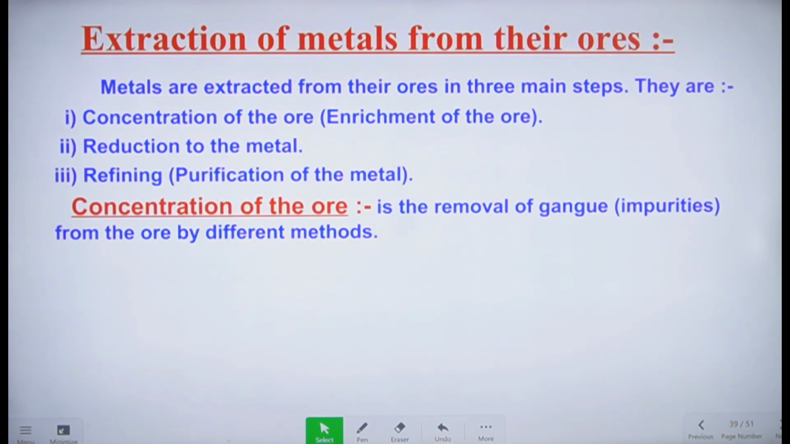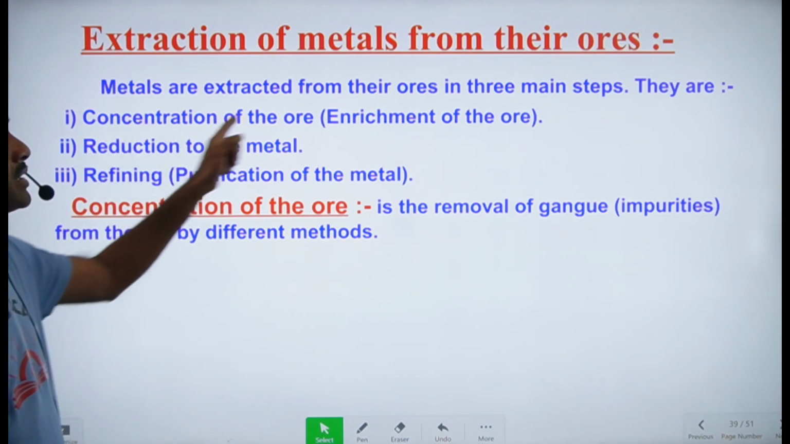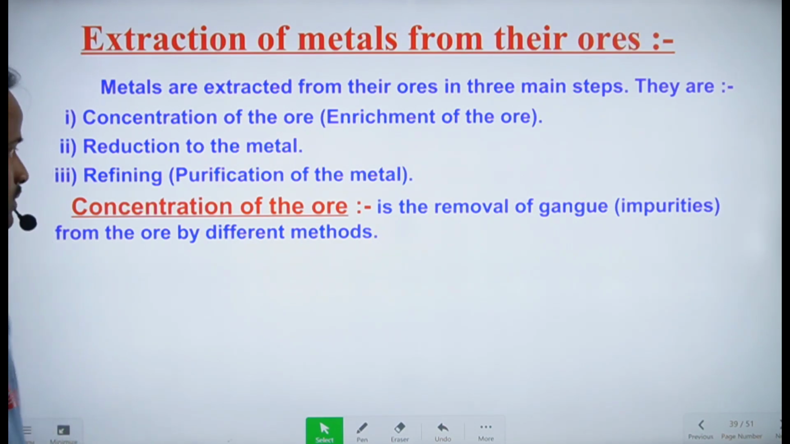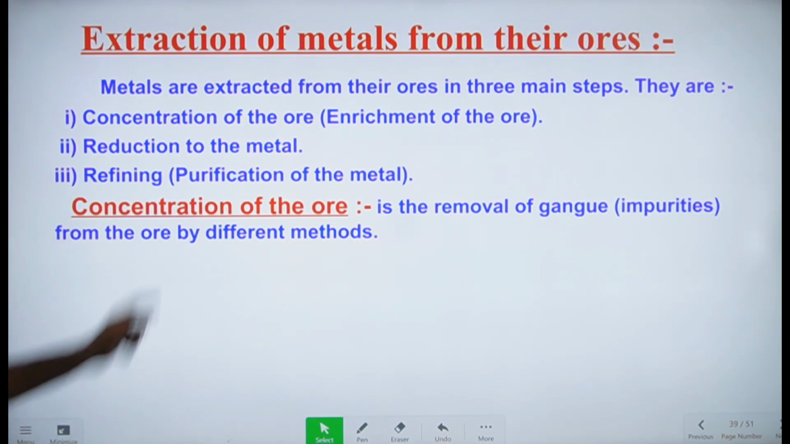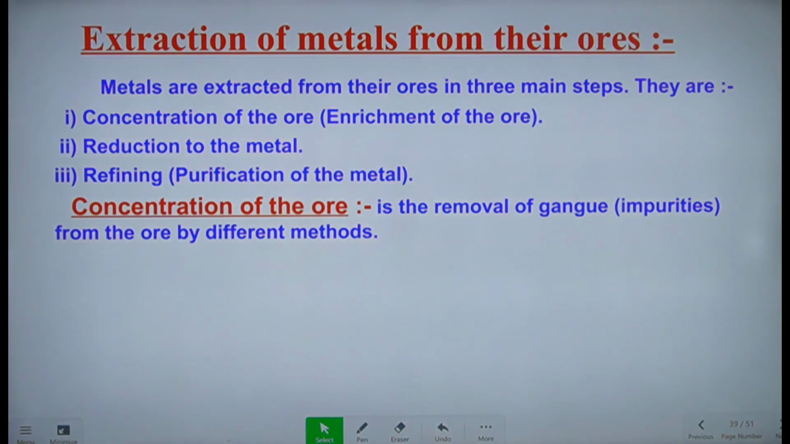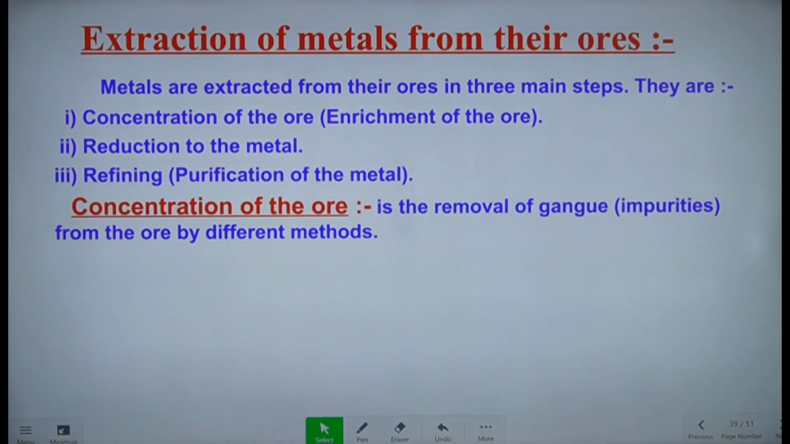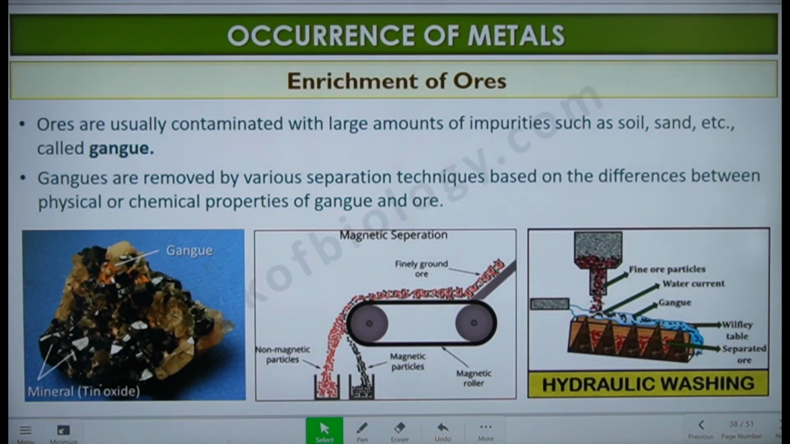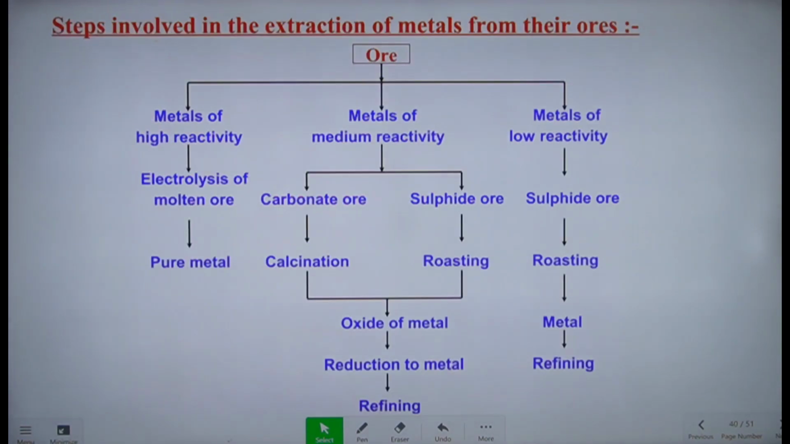Extraction of metals from their ores involves mainly three steps. What are those? Concentration of the ore, which we call enrichment of ore, just now discussed. The next is reduction to the metal, and the third is refining, which means purification of the metal. How can we concentrate the ore? The removal of gangue from the ore by different methods is called concentration of ores. The methods include magnetic separation, hydraulic washing, and washing with plenty of water. In that way we can separate the gangue from the ore.